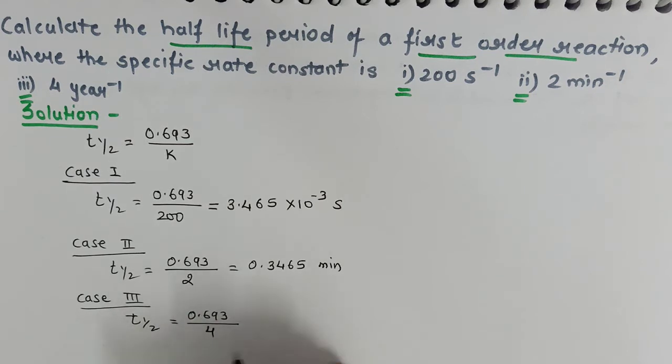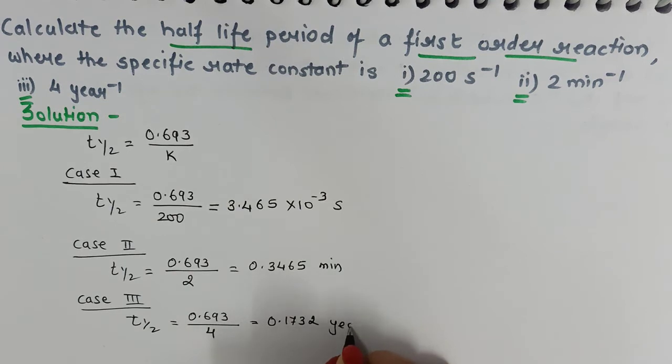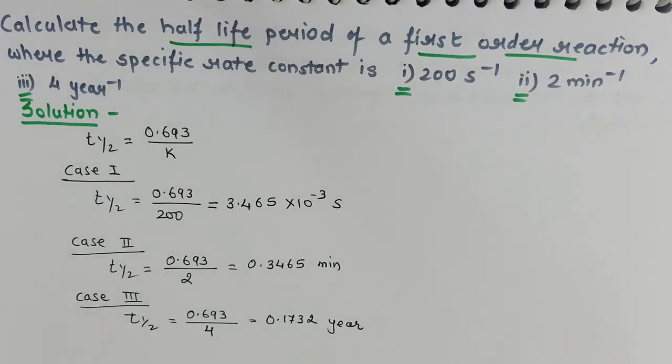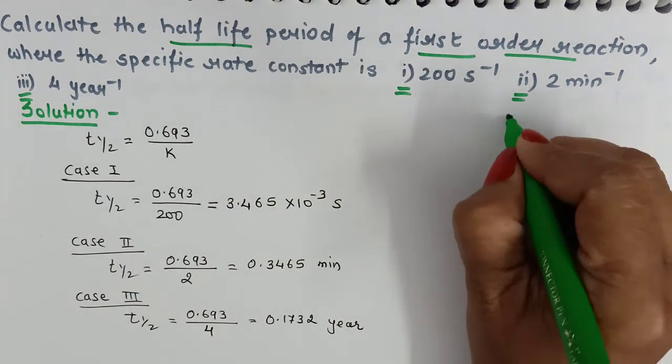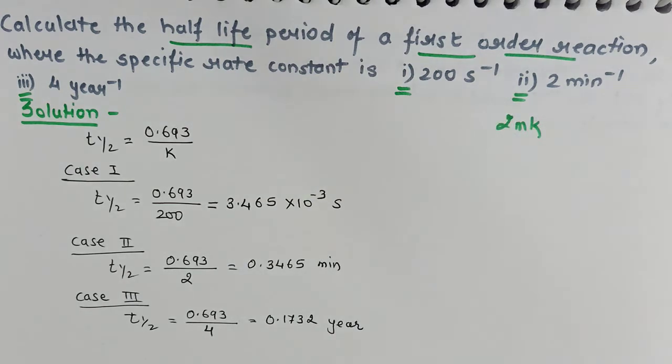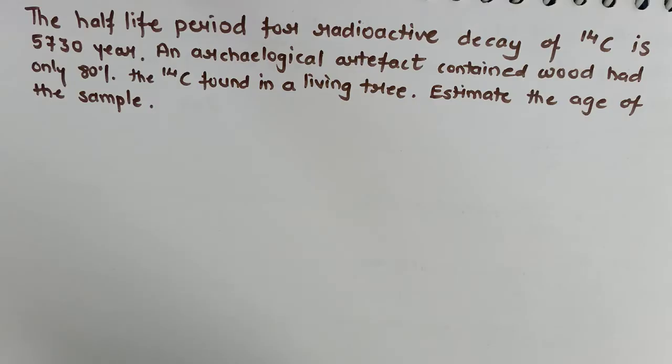0.693 upon 4 year. We get 0.1732 per year. So this is a straightforward numerical which we can expect for 2 marks. Let us move on to some complicated numericals. Moving on to the next numerical.